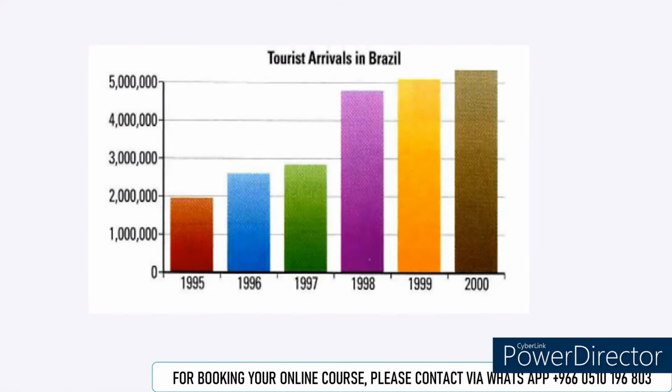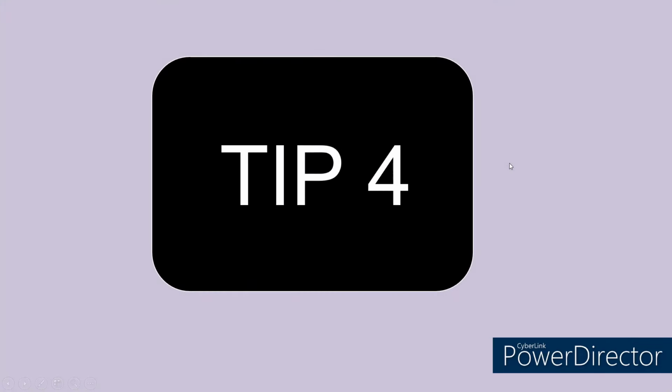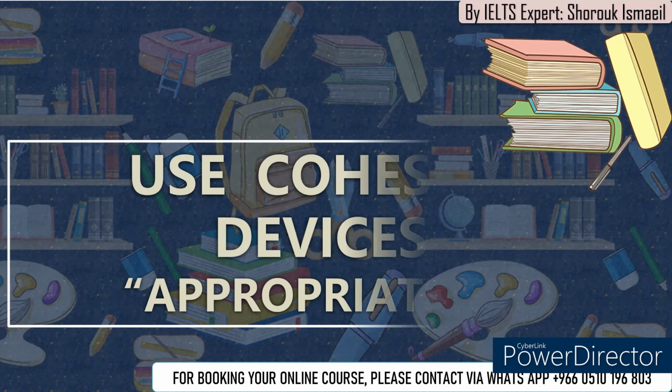Let's have a look at this bar chart. In this bar chart, it is apparent that the number of tourists visiting Brazil rose. The chart shows an increase in the number of tourists visiting Brazil. Let's come to 1995, the number was less than 2 million. And in 1997, the number is less than 3 million. When it comes to 2000, the number exceeded 5 million.